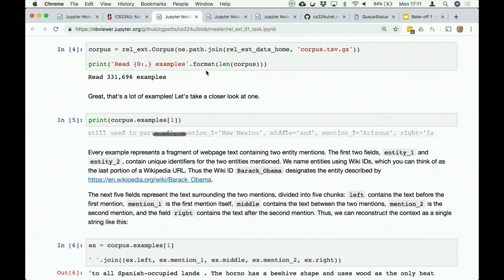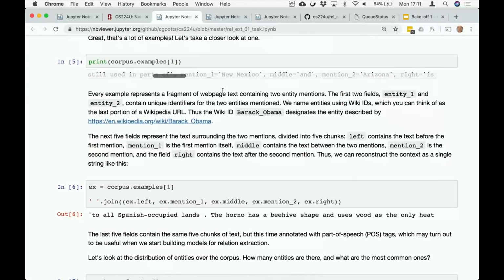So the corpus has examples. Every example is 2 entity mentions in the context of a sentence. There are 332,000 examples. So that's great. That's plenty of examples, but still small enough to easily work with in memory. Let's take a look at what an example looks like. So we'll just look at the first example here.